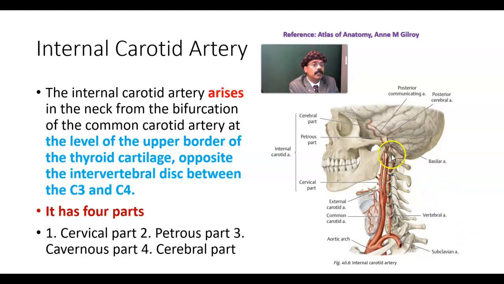So we are looking here. Here is the petrous part of the internal carotid artery. This is the cervical part of the internal carotid artery. This is the cerebral part of the internal carotid artery. So we got the four parts. The cavernous part has not been shown here, but we'll get it very soon.